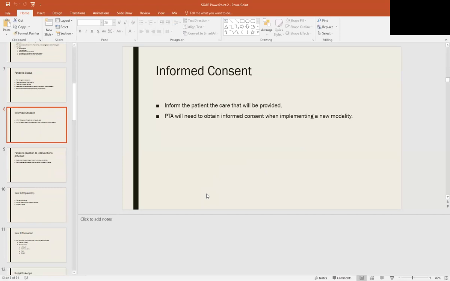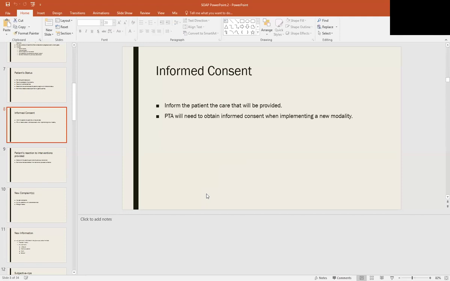So informed consent, you guys already know about this. You'll inform the patient of the care that will be provided, and then go ahead and do your treatment. You will probably for sure do that the first time that you're seeing a patient. If you are seeing them in subsequent visits and you're not changing anything, you probably, depending on facility, don't need to get informed consent, but if your facility wants you to get that every time you come in, you will need to do that. And then you will especially need to do it when you are starting a new type of treatment or modality.